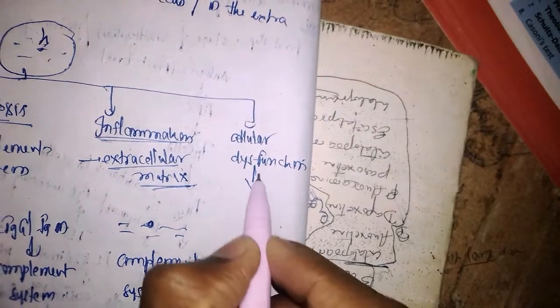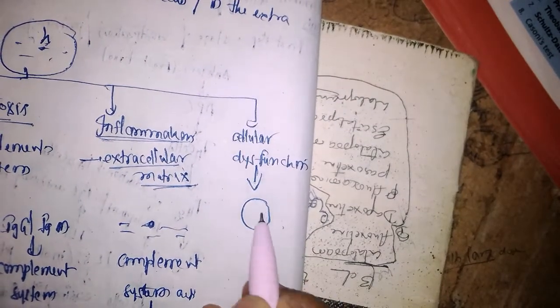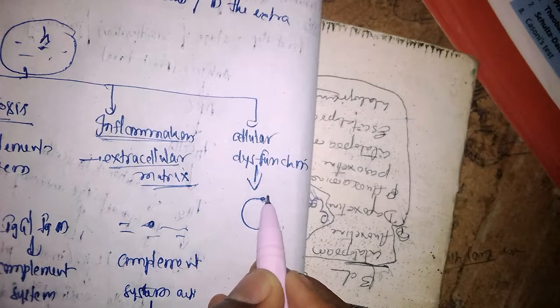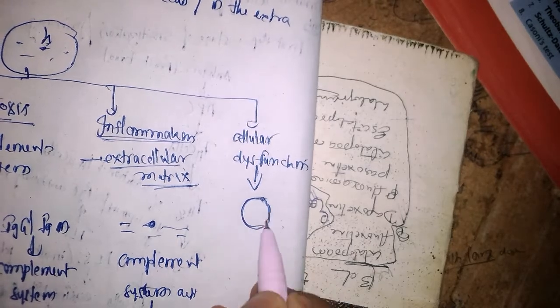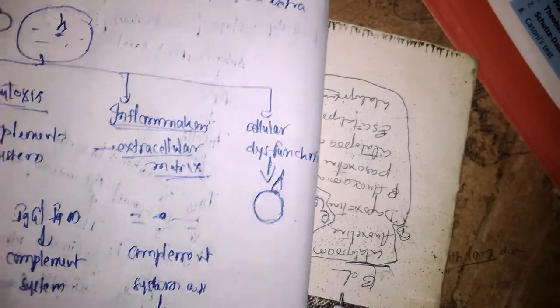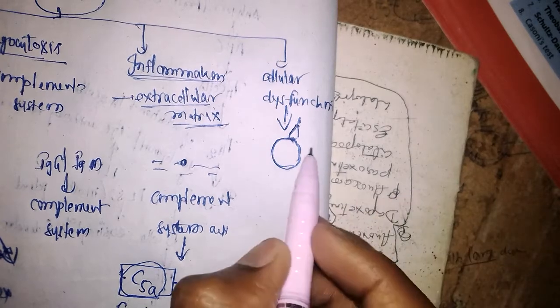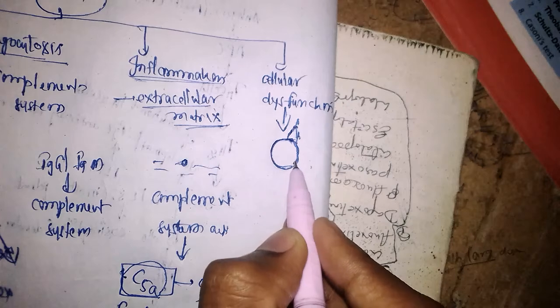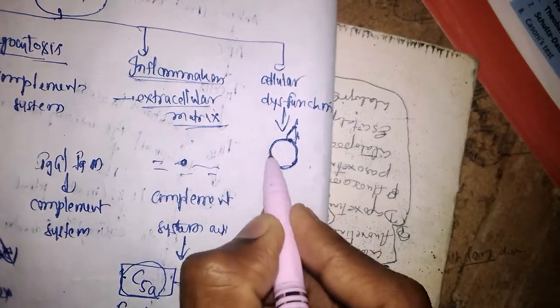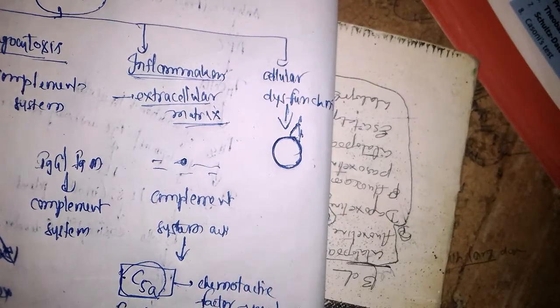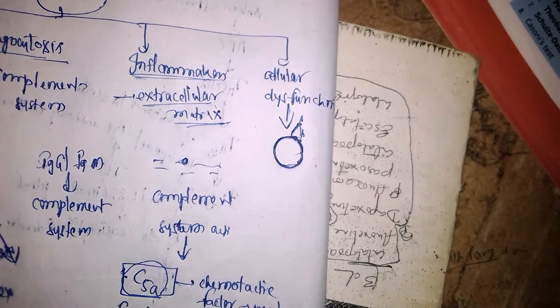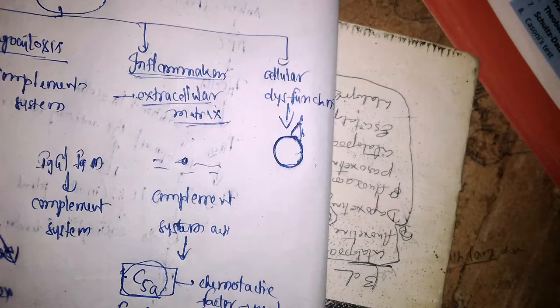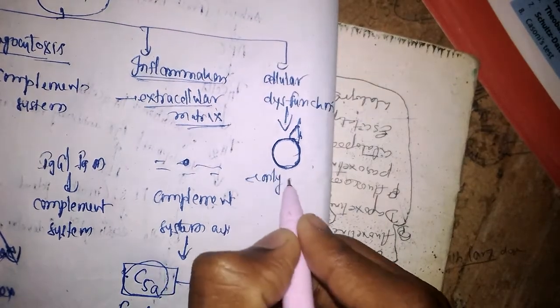Then the last one is cellular dysfunction. Here what happens is, when the antibody binds to the antigen that is present on the cell surface, this attachment will result in dysfunction of the cell. Okay, there will be no phagocytosis, no complement activation, and no inflammation; only dysfunction will take place.